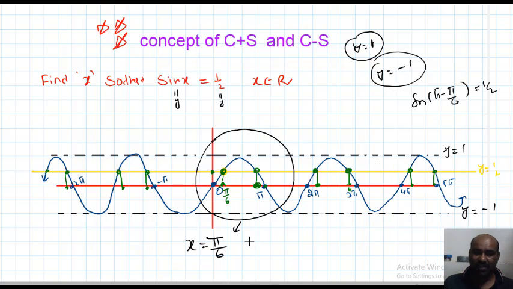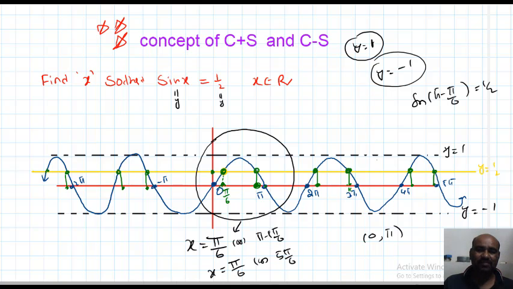That means another solution is pi minus pi by 6. So in between 0 to pi, we will get two solutions. One is pi by 6, another is 5 pi by 6. So I will write: x equal to pi by 6 satisfies, or 5 pi by 6 will satisfy.